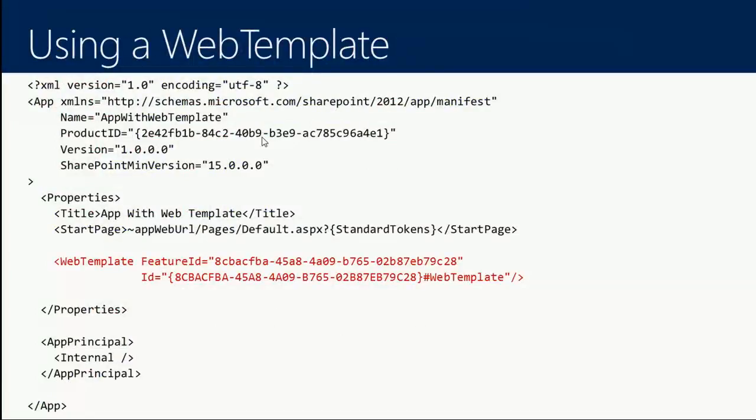You can also, to that same thing, apply a web template. This is the same web template stuff that we know and love from 2010. If you have a web template definition, you can see in the app manifest that there's a place to specify the feature ID of the web template that you want to use, and that'll get applied to your app.